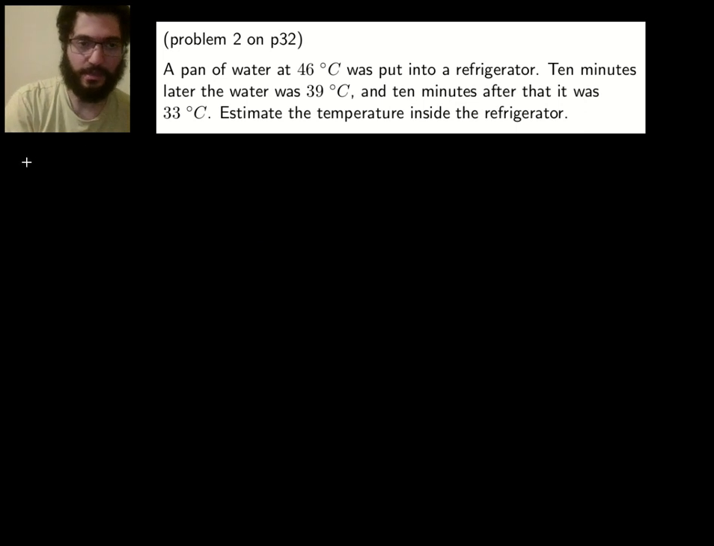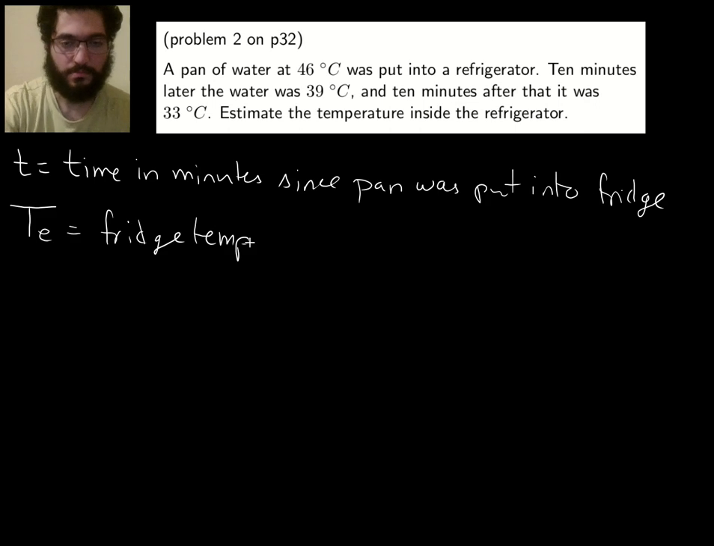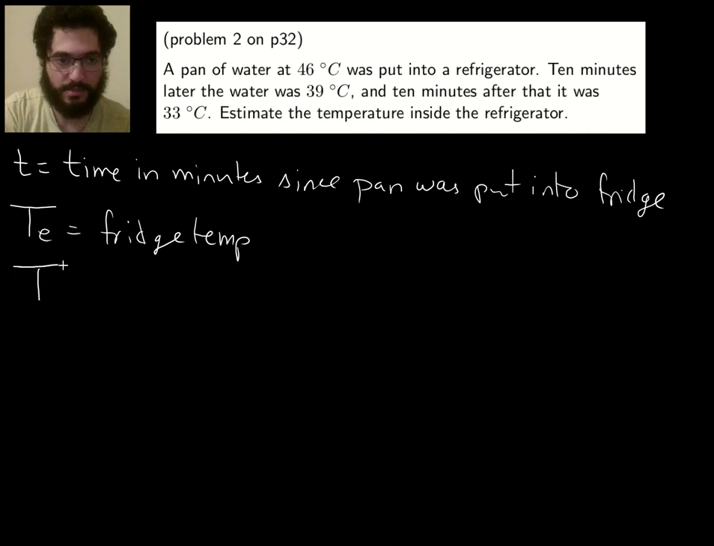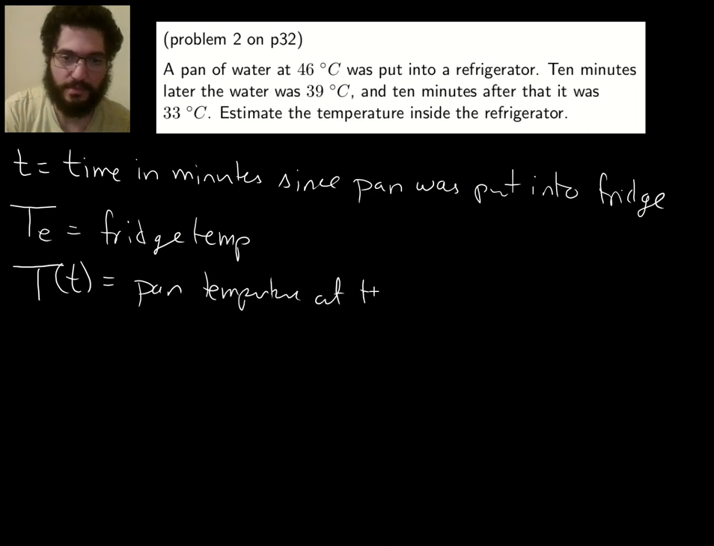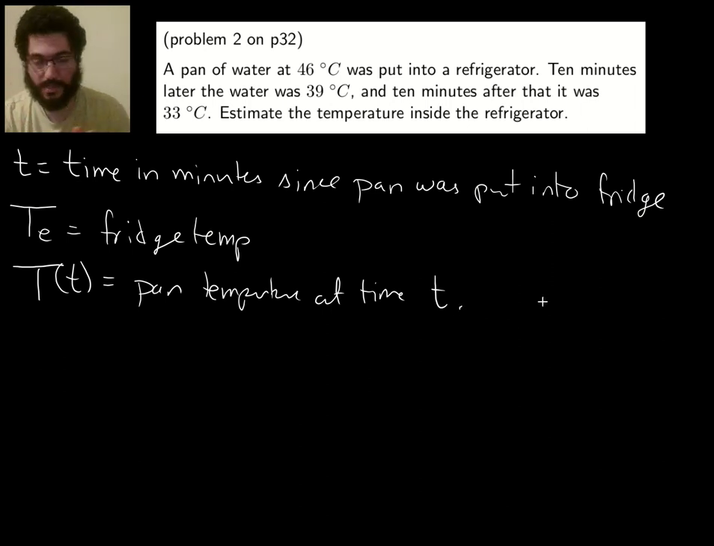Okay, so same setup. T will be the time in minutes since the pan was put into the fridge. T sub E will be the fridge temperature. That's the environment that the pan is in, is the fridge. And T of t will be the pan temperature at time t. So exactly the same setup as before so far.